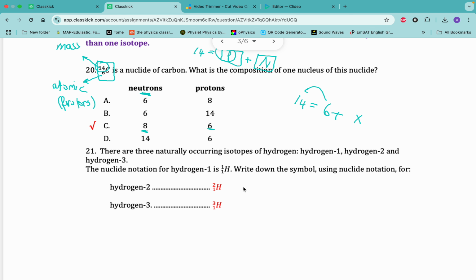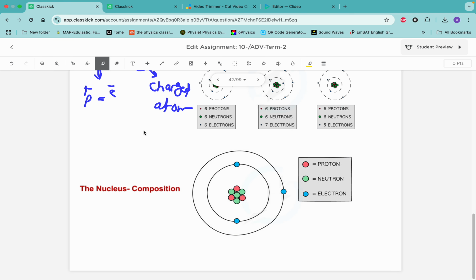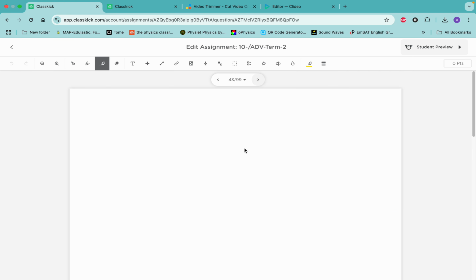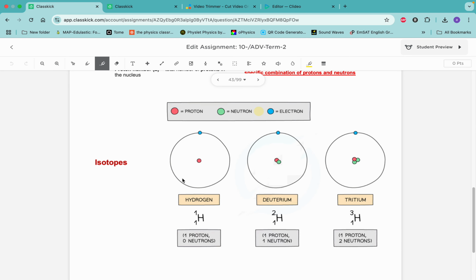Now, write down the symbols using nuclide notation for hydrogen 2 and hydrogen 3. So, going to this point, hydrogen 2 and hydrogen 3 are the isotopes, the hydrogen isotopes. What do we mean by isotopes? Same element as the original one, and as we can notice here, they have the same number of protons but a different number of neutrons.